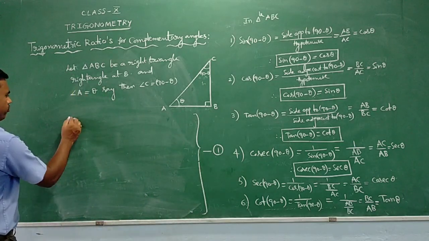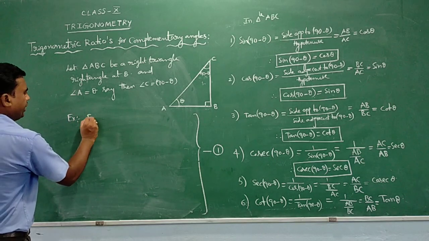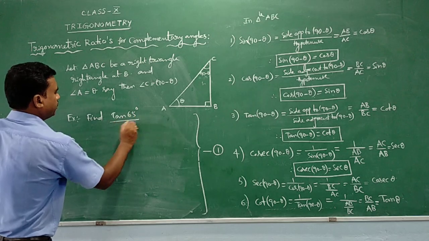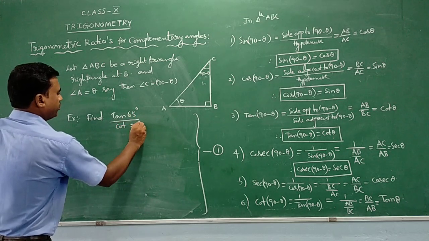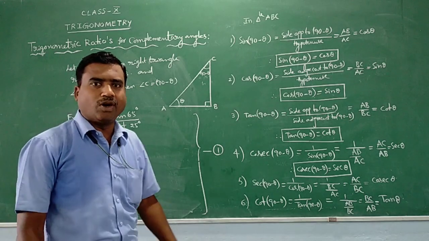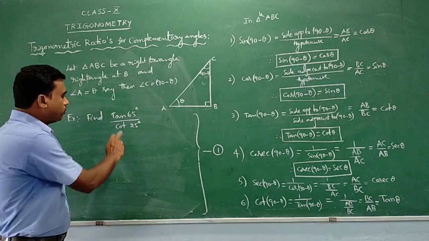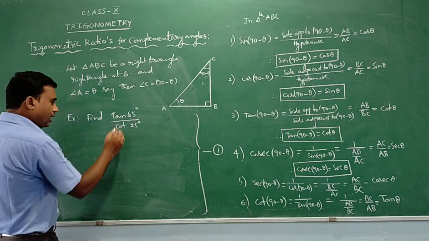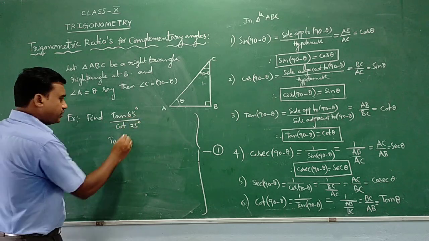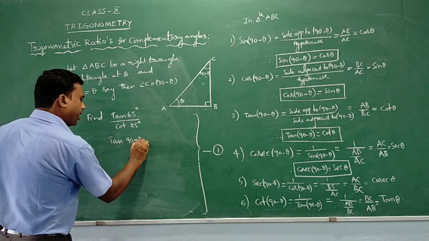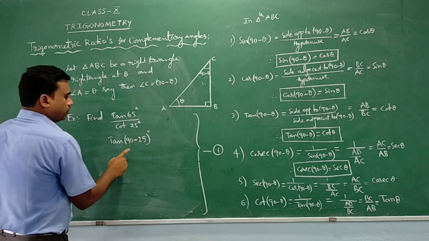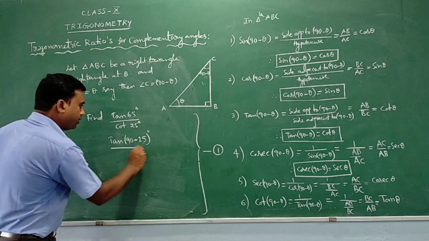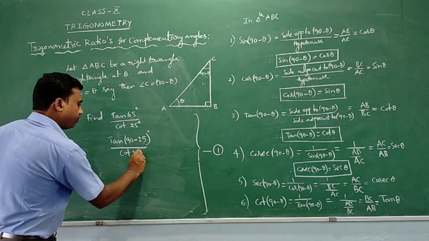Find, for example: find the value of tan 65 degrees by cot 25 degrees. So here tan 65 can be written as tan(90 minus 25). Clear? By cot 25.